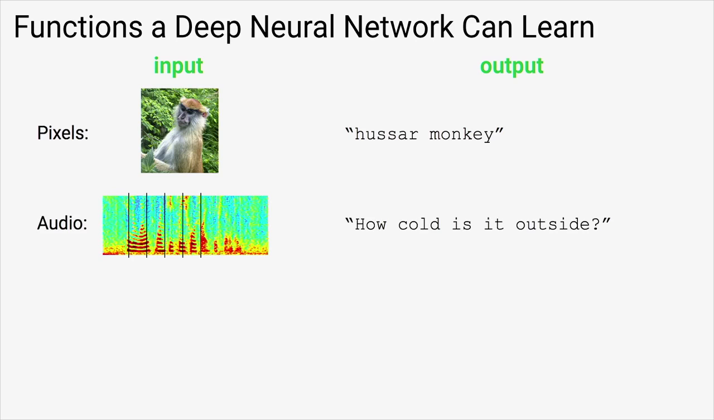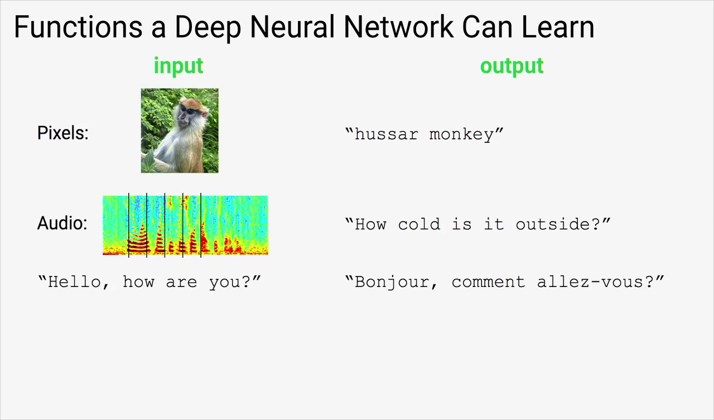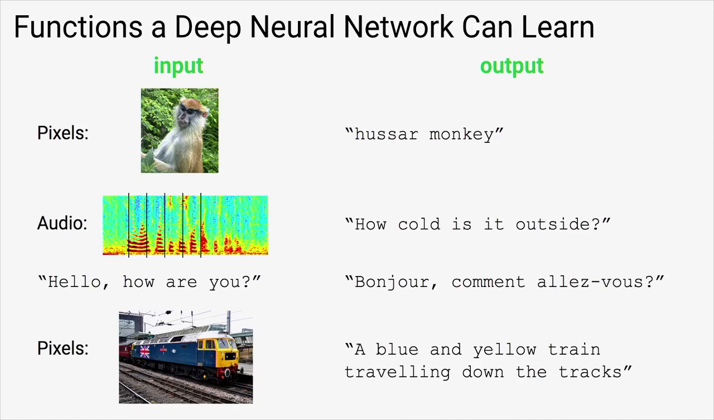You can put in audio waveforms and get out a transcript of what was said in that audio waveform. You can put in words in one language, hello, how are you, and get out bonjour, comment allez-vous in another language. You can put in the pixels of an image and get not just a classification, but a simple structured sentence describing that scene, a blue and yellow train traveling down the tracks. So these are pretty interesting in that the same general techniques apply to all these different domains.